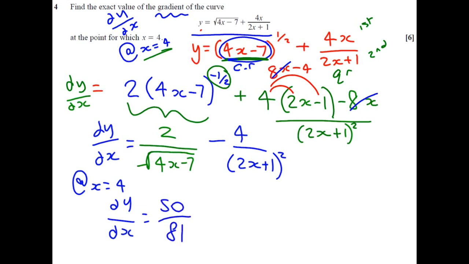I bet it's asked for exact form. Has it? Has it not? Yeah, exact value. Always give exact form unless it tells you to round. It's much better, much more accurate. At the point for which x is 4, job done. Okay, moving on.